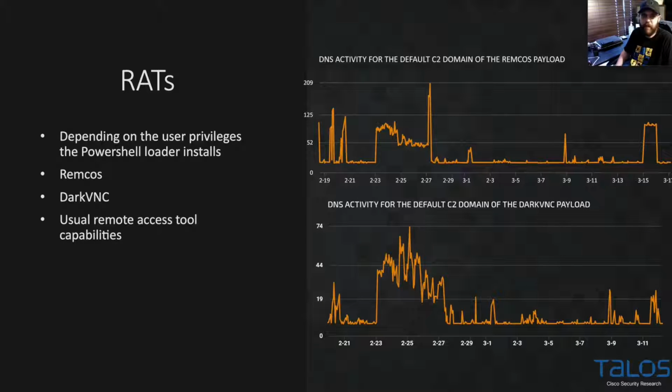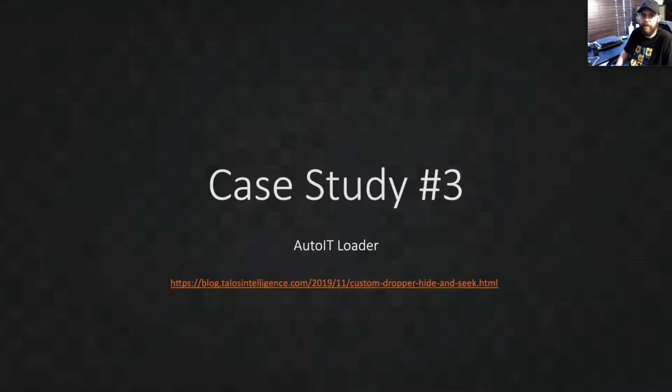Remote access Trojans were another payload that was being distributed in these campaigns. Based on the privilege set of the user that was infected, the attacker would either drop Remcos, a commercial remote access Trojan, or DarkVNC, both of which are very, very common. We see them distributed in pretty high quantities at any given point in time across the threat landscape.